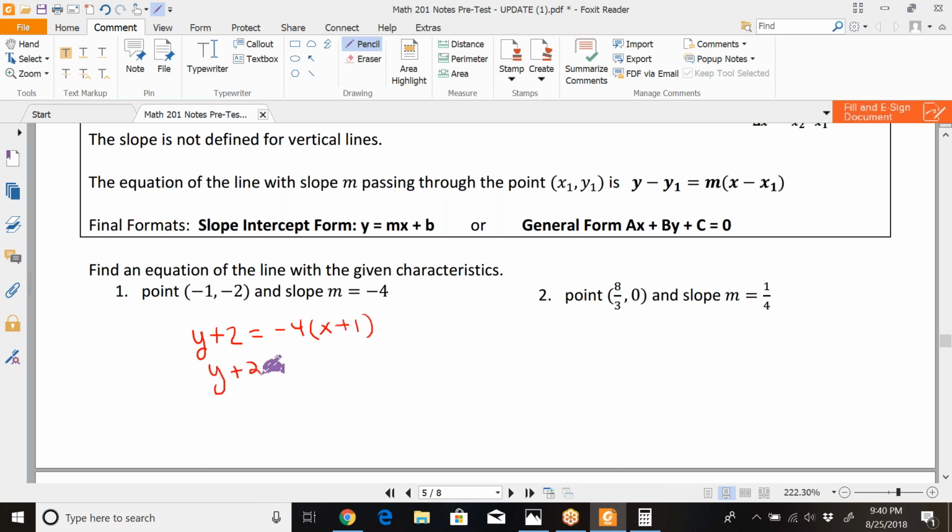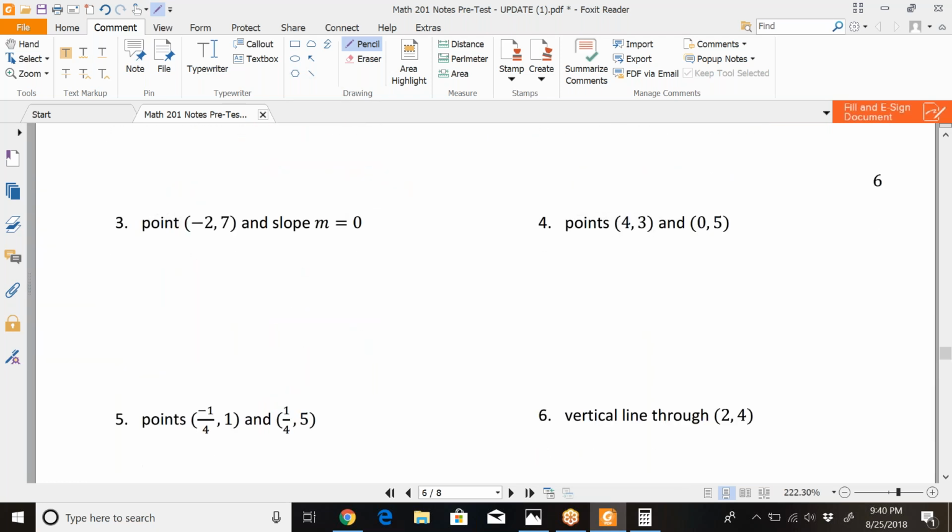And if we're going to slope-intercept, it's pretty clear. We just distribute and subtract the 2 over. So that's going to be negative 4x minus 6. So there's that equation. Okay, I believe there were a couple other ones we didn't do.